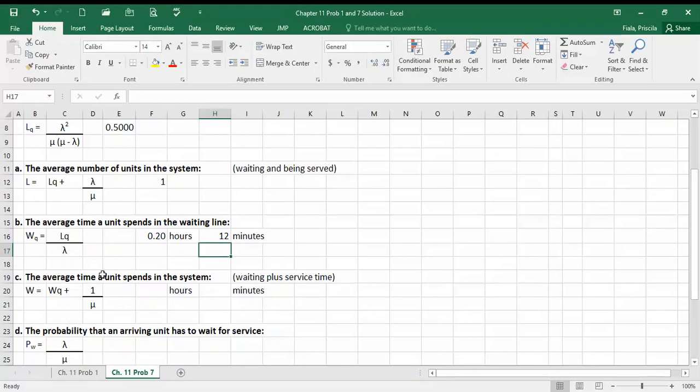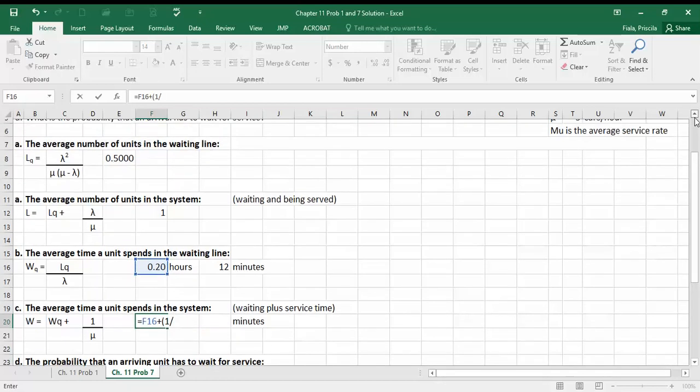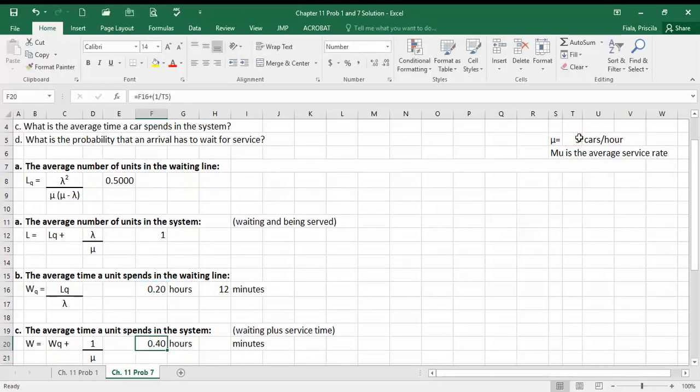Same thing over here. The average time, C. What's the average time again a unit spends in the system? In the system means waiting plus the service time. They already being acknowledged. So the average time is going to be WQ, which you calculated over here, so now you have that value. You could just go ahead and do it in minutes, but let's do it the same way. Equals your WQ, right? Plus 1 divided by your mu, which is 5. So you have 0.40 hours. So what is 0.40 hours? In every hour, you have 60 minutes. So you multiply that value by 60. And then you get 24 minutes.